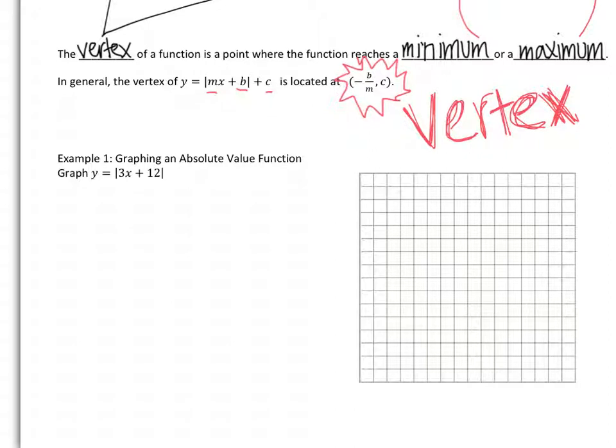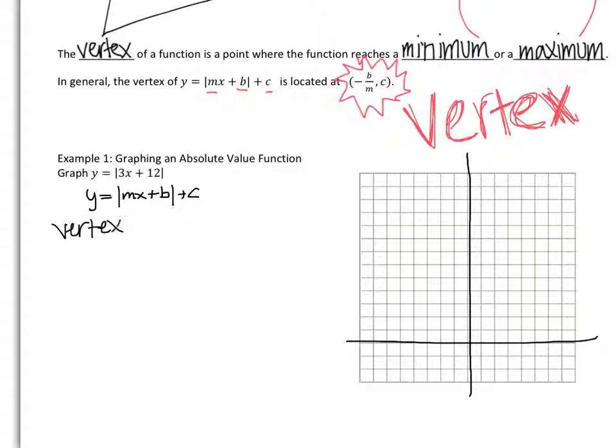So we're going to graph these equations. When we graph, let's make our axes. That's plural for axis. Axises. All right. The first thing we're going to want to do is figure out the vertex. So to do that, we need to figure out what our M, our B, and our C are. Because for our vertex, we do negative B over M comma C. Okay, that's what's right above there.